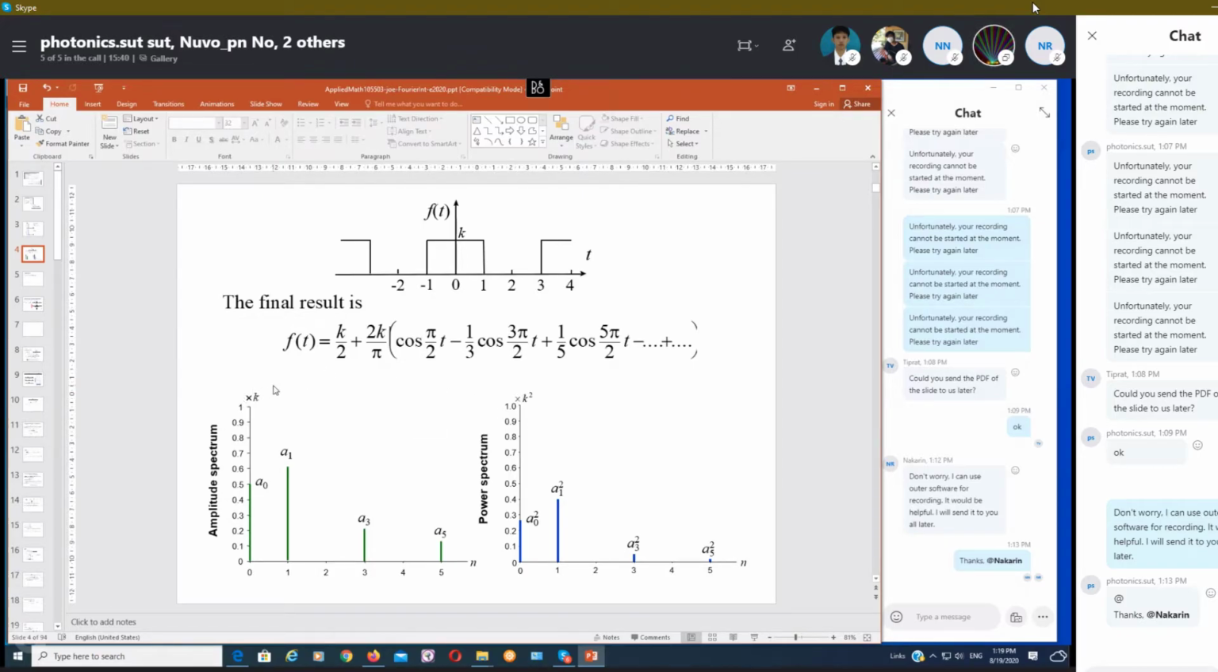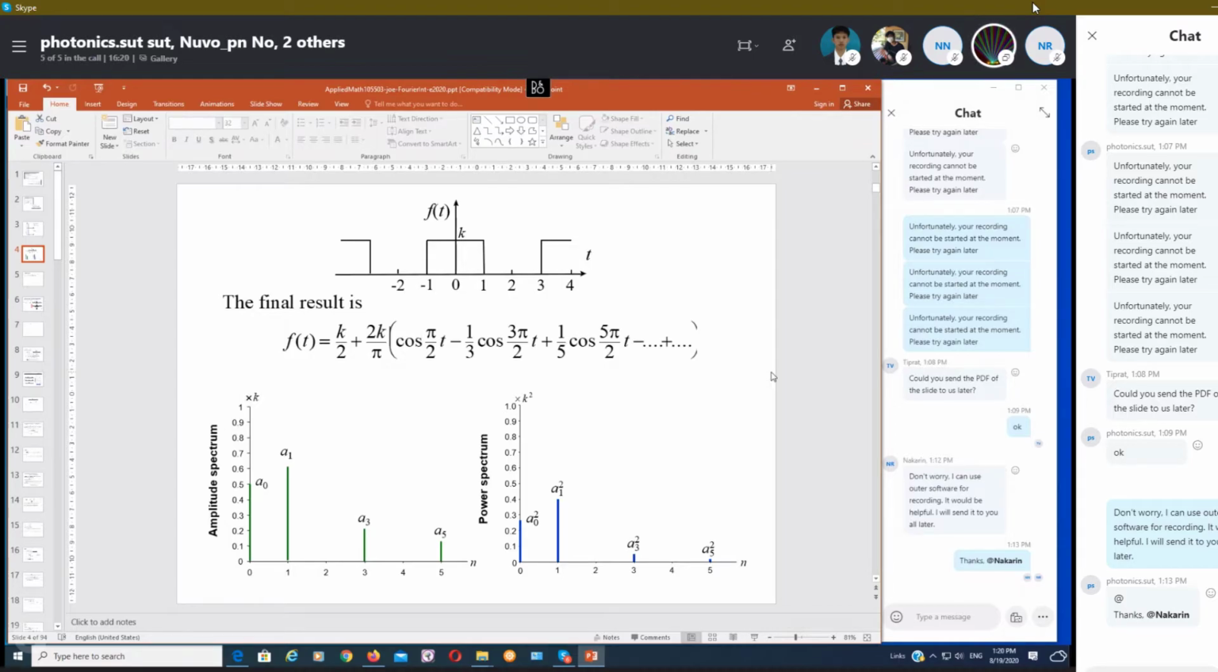Similar to the previous discussion, then you can get the power spectrum. So now if you see, it is k square. From the A0 amplitude, you have A0 square. From A1, it becomes A1 square. A3 becomes A3 square, and so on. Any questions up to this one? No? Okay.